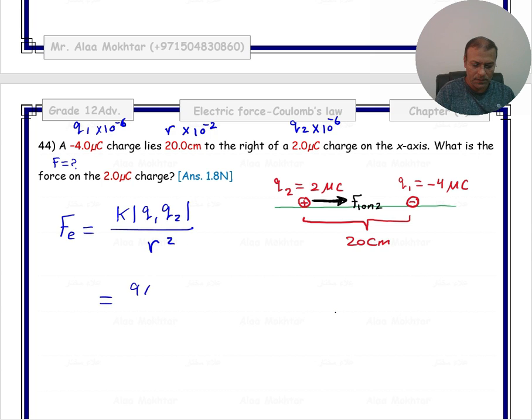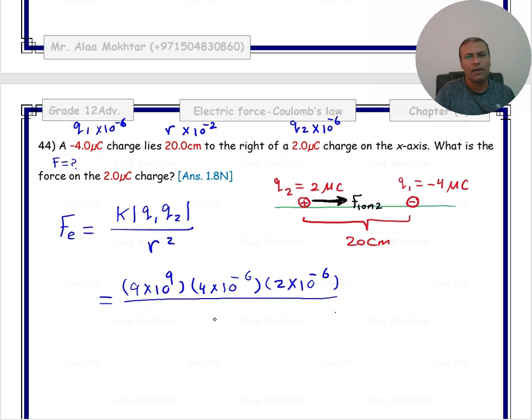K is 9 multiply 10 to the power 9. Q1 is 4 multiply 10 to the negative 6. Q2 is 2 multiply 10 to the negative 6. The distance: to convert centimeter to meter we can divide by 100 or multiply by 10 to the negative 2, as you need. So we can write it as 20 multiply 10 to the negative 2, squared.